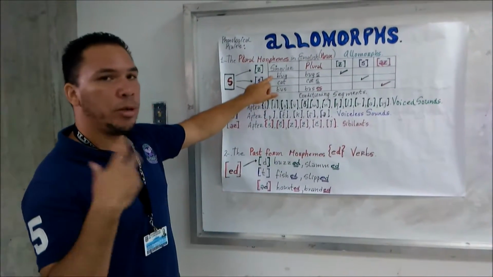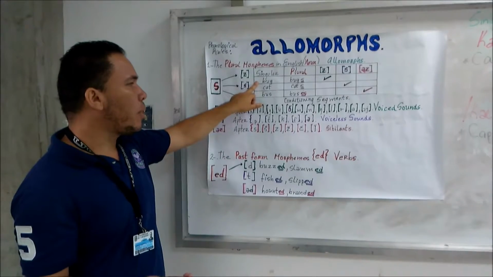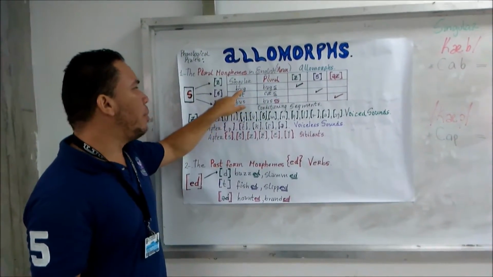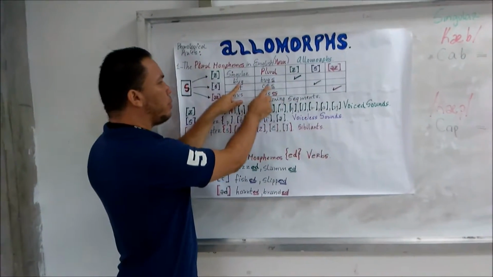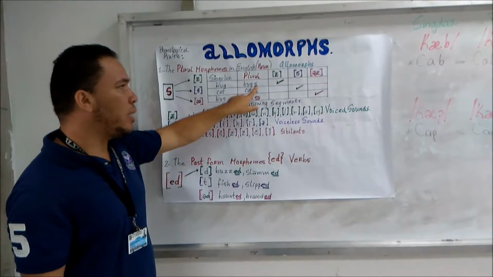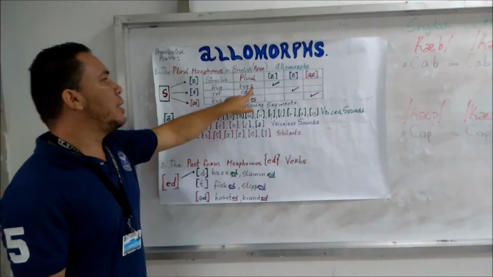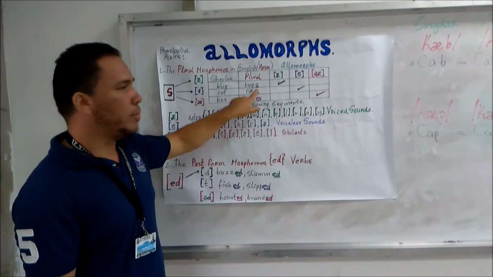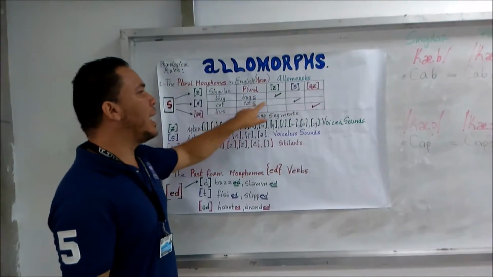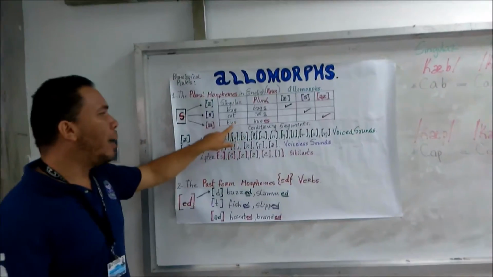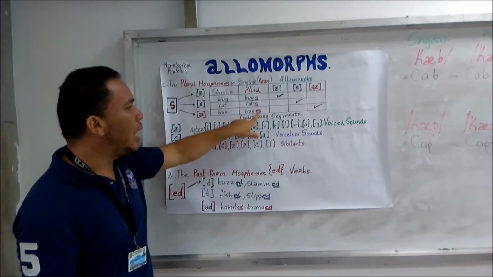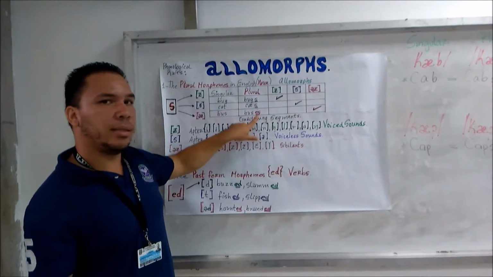These nouns in the plural, we can see the allomorph. Bag in the plural, the allomorph is z, bags. And cat in the plural is cats. Bus in the plural is buses. You can see the allomorph here, iz, buses.